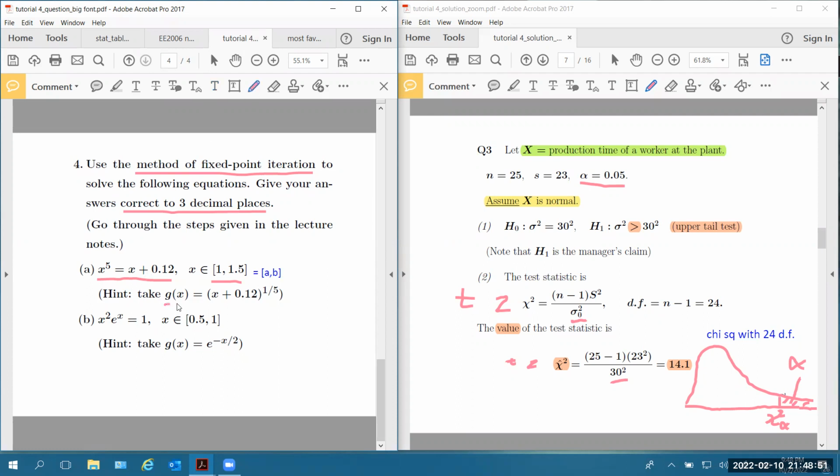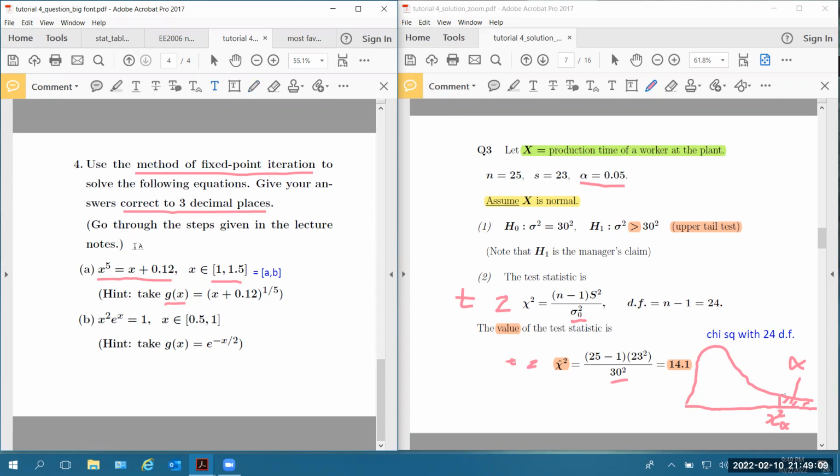And you notice that they also give us the hint. In the hint, they actually give us the g(x). So they also don't want us to anyhow go and get any g, which may not converge. All right, so they actually give us the g here. Okay, so let's go and do this question.